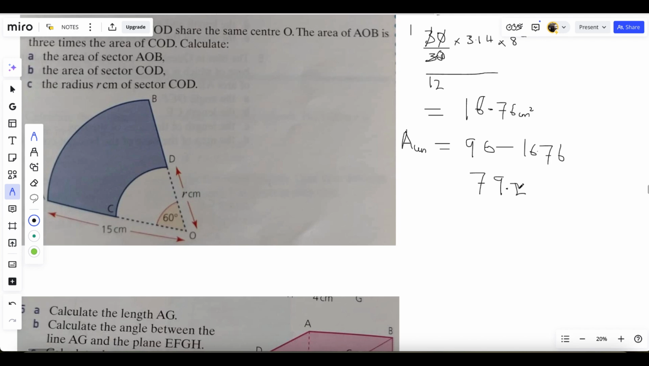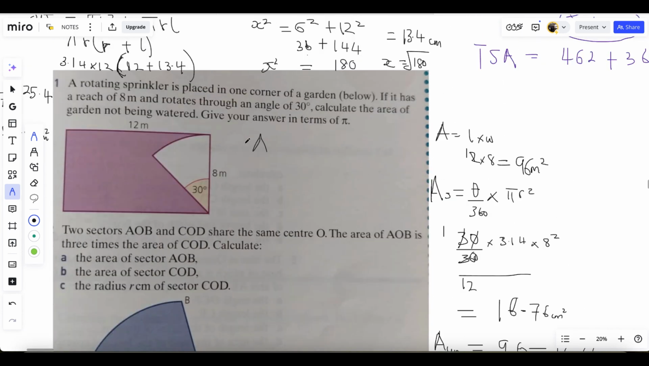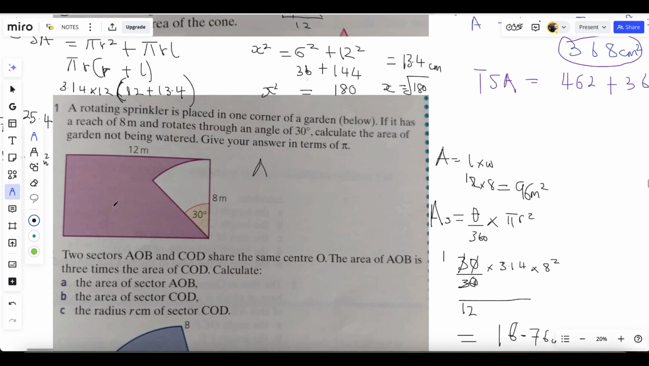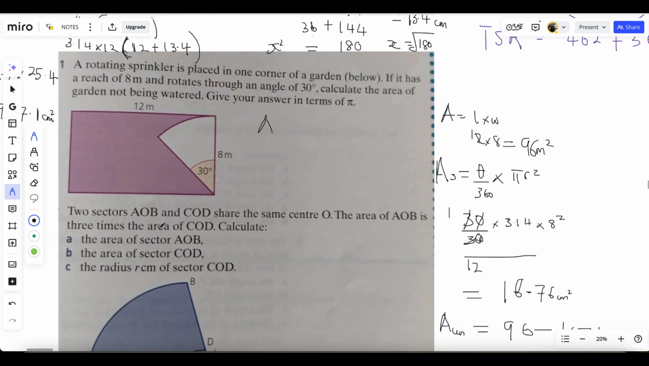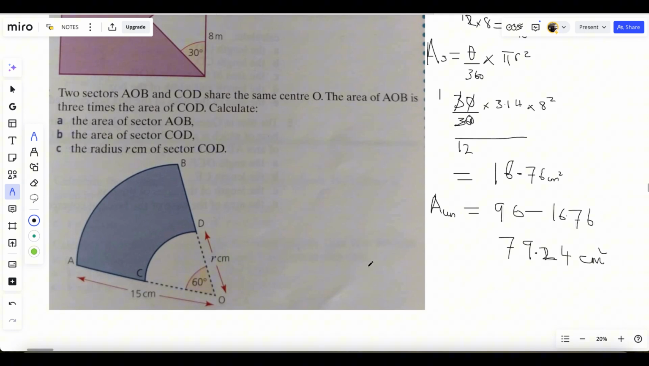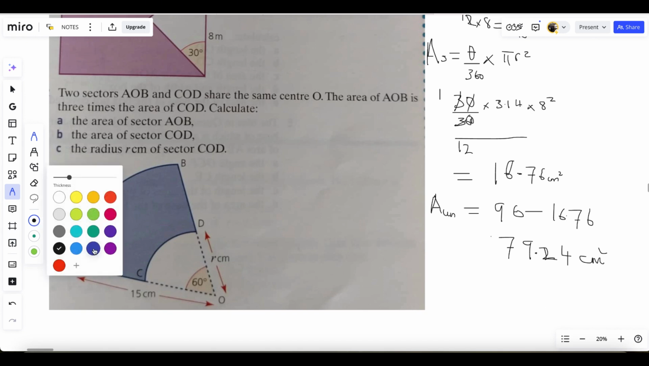If you want to leave your answer in terms of pi, you know what you do? You divide by 3.14, which you used before. Otherwise, you leave it like this. So this is the area that is not watered by the sprinkler. That's that for that question. If you leave it in terms of pi, meaning you divide whatever you get by 3.14, we get 25.3 pi. If you write this, it's okay.